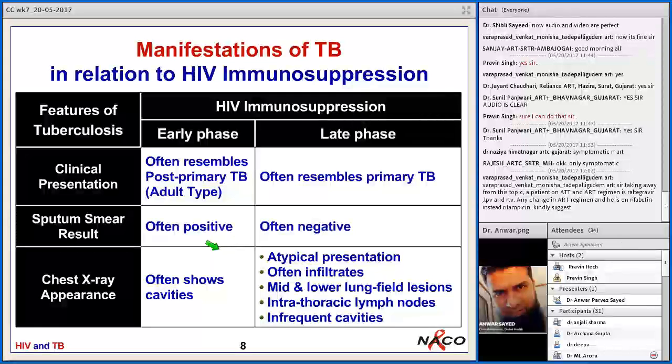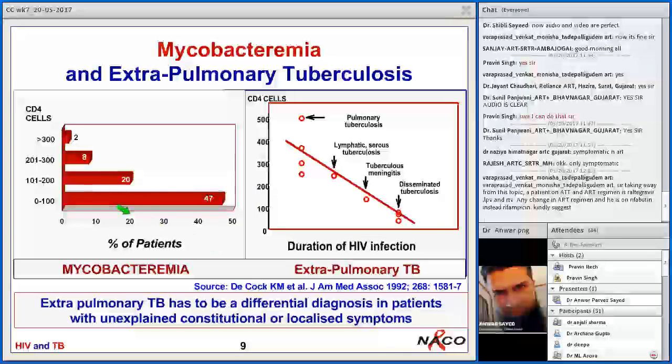Okay, I'll just read this. Taking away from this topic, a patient on ATT and ART regimen is on raltegravir, lopinavir, and ritonavir. Is any change in ART regimen needed, and he is on rifabutin instead of rifampicin? Kindly suggest. We'll come back to this question, but just to quickly answer this, rifabutin does not have any interaction with the PIs, so you need not change.